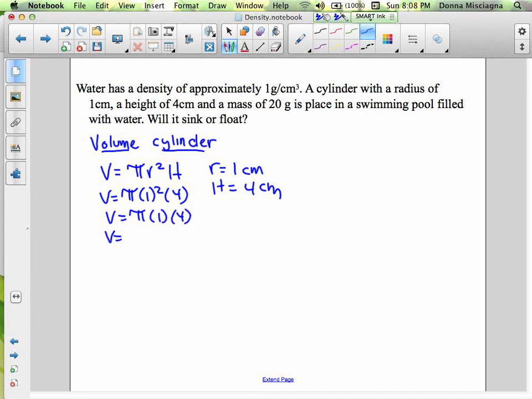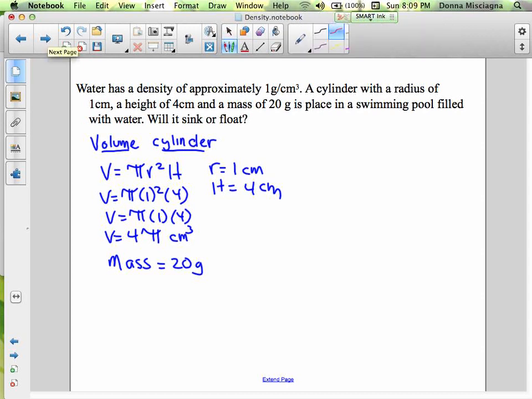So the volume is 4 pi centimeters cubed. We're given the mass. The mass is 20 grams. So now let's find the density of the cylinder.